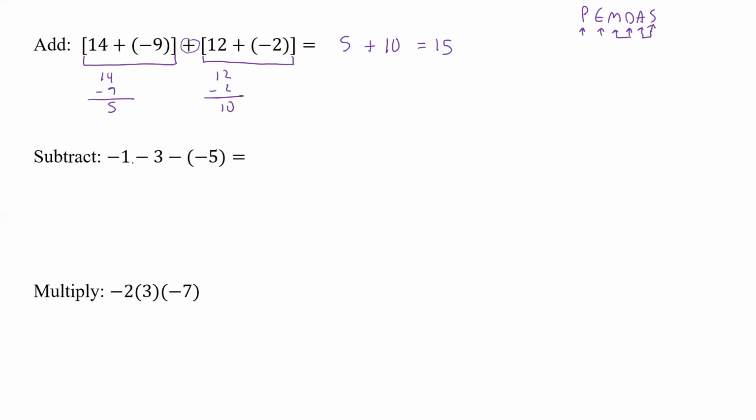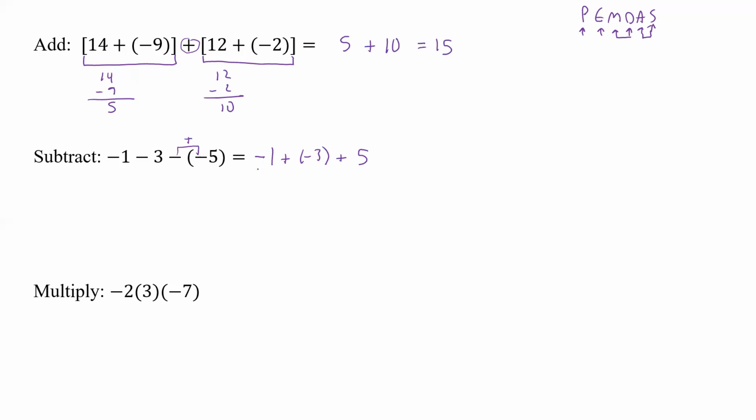Now subtracting, what do we do? Well, here we have to rewrite this as adding. That's what we need to do. And so what we're going to do is go across and rewrite it. So I have a minus 1 plus, now we're going to make this plus a negative 3. And then we have a negative negative, which in this case becomes a positive. So then we have plus 5.